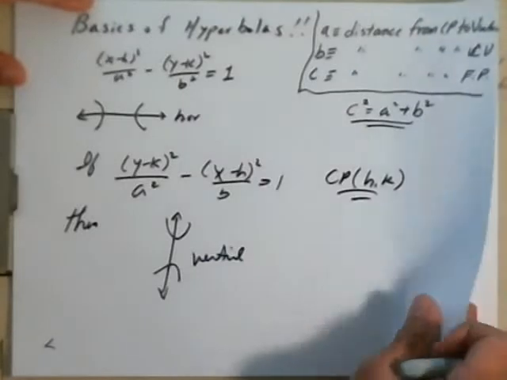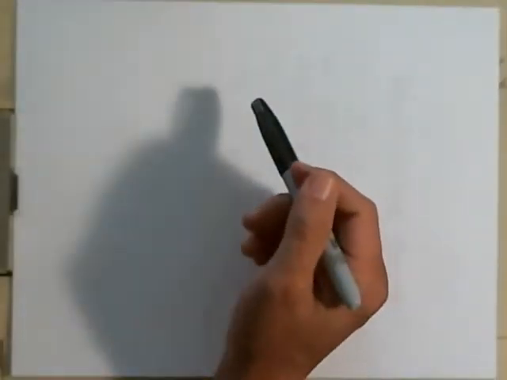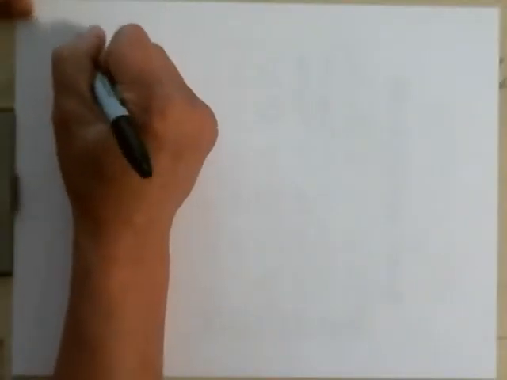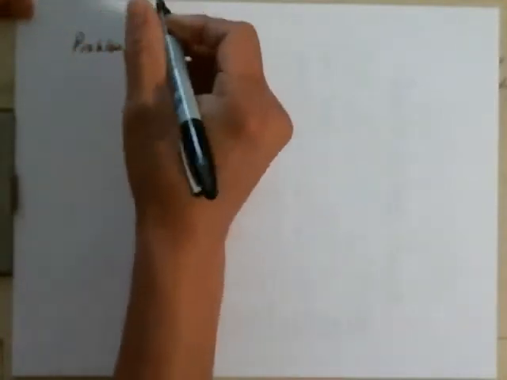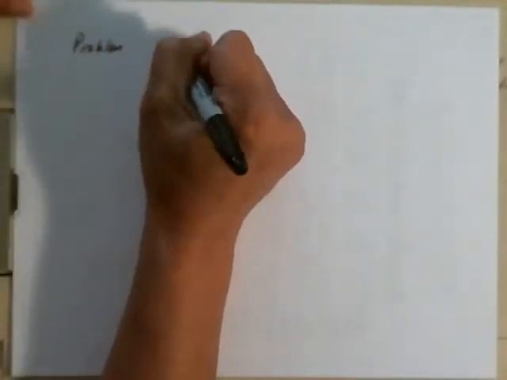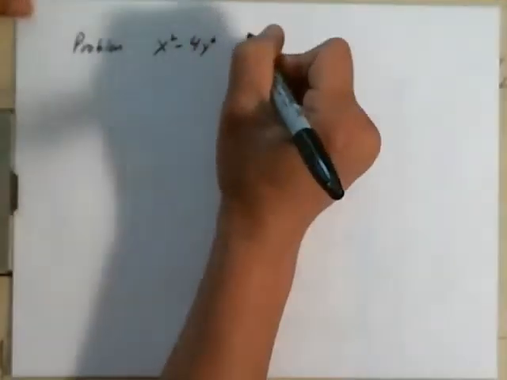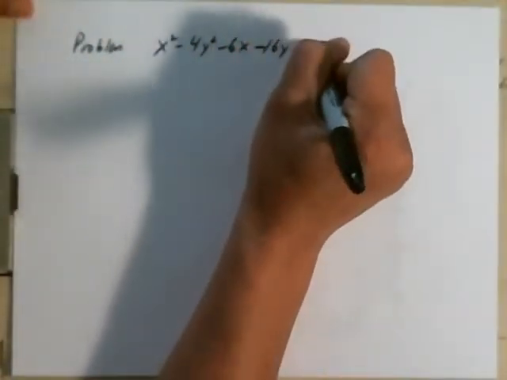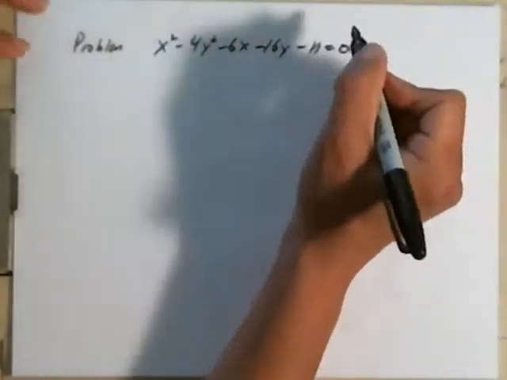So let's actually go to a problem that a student came up with, or a problem from one of the books. So here's your problem. X squared minus 4y squared minus 6x minus 16y minus 11 equals 0.